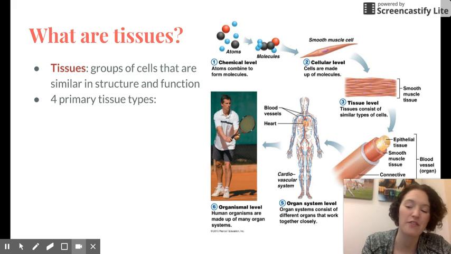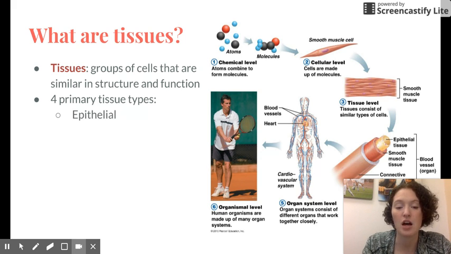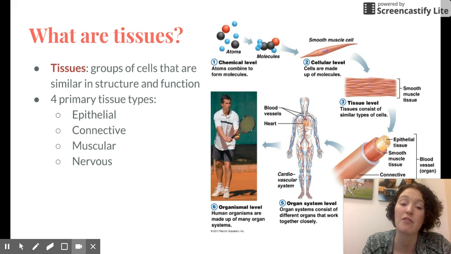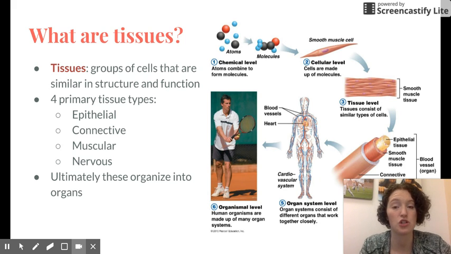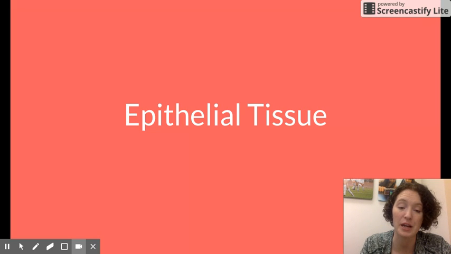I think I'm going to break the video up into two parts because our first two tissues take a little while. Epithelial tissue, connective tissue, muscular tissue, and nervous tissue. So those are going to be our four primary tissue types. Ultimately, again, these organize themselves into organs, which are made of multiple tissues, but ultimately coming together to perform a function for the body.